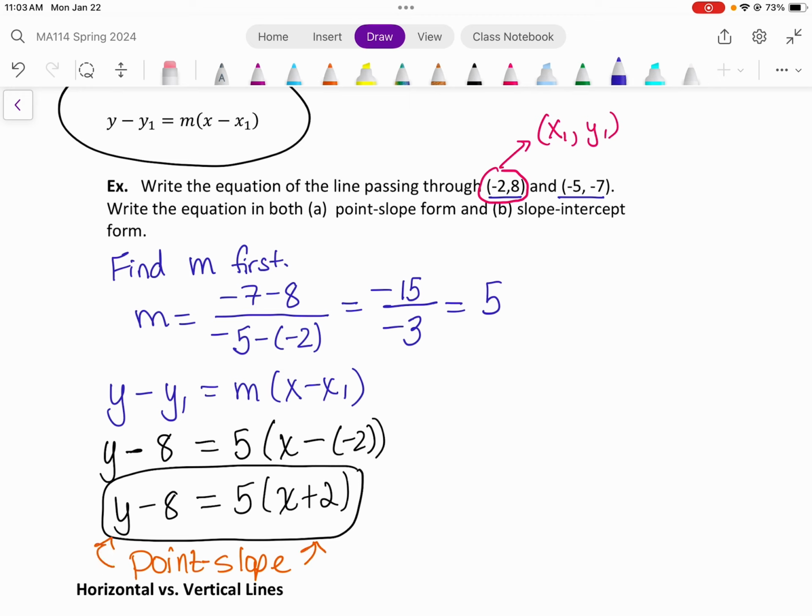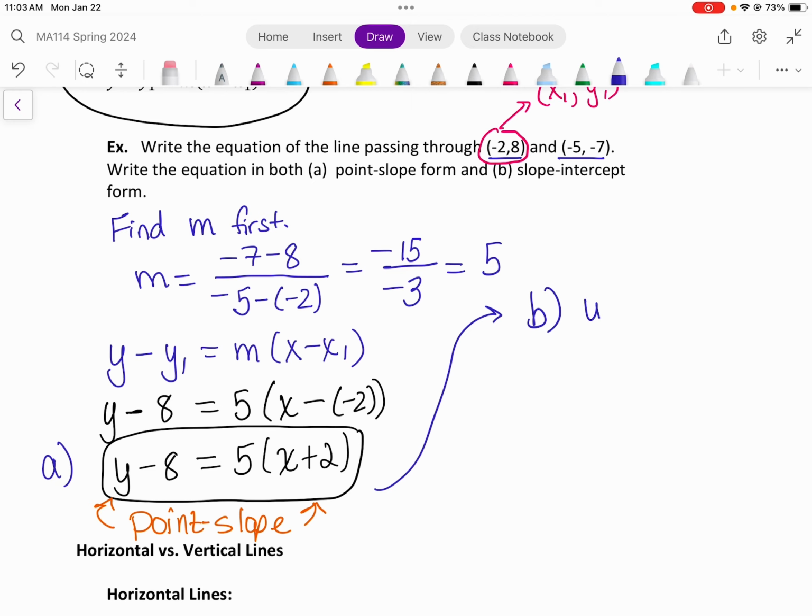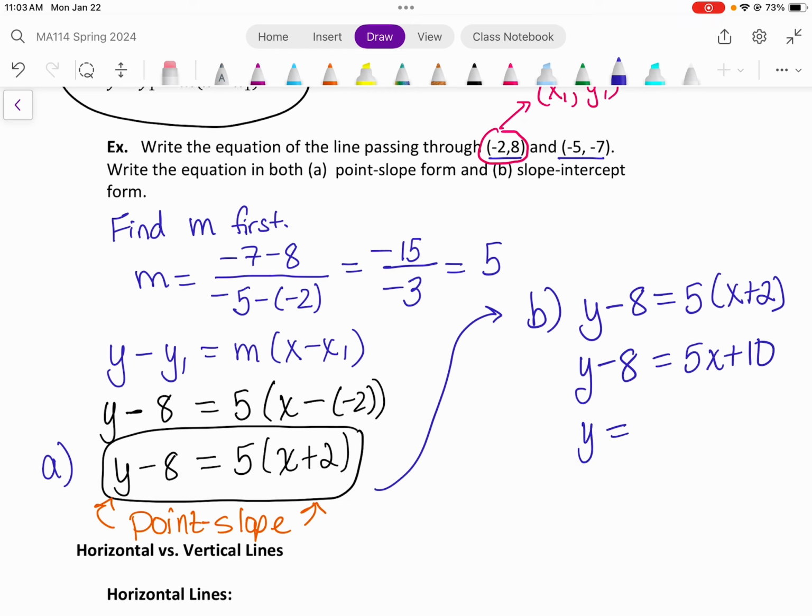To write it in slope-intercept form, part B, we're just going to take that equation and solve it for y. Add 8 over, and we have that equation right there.